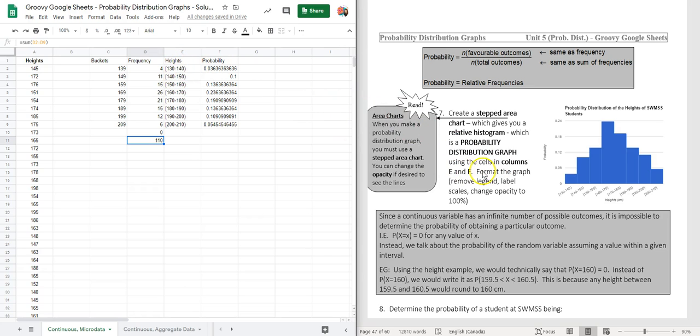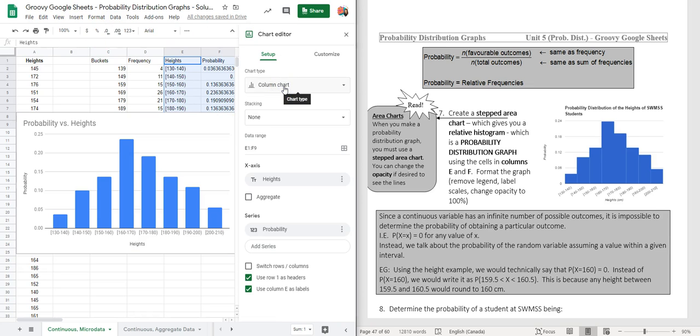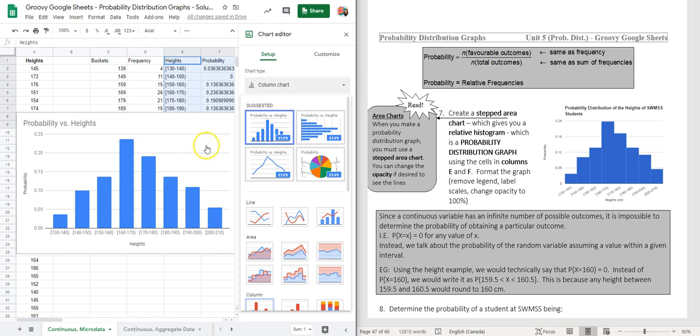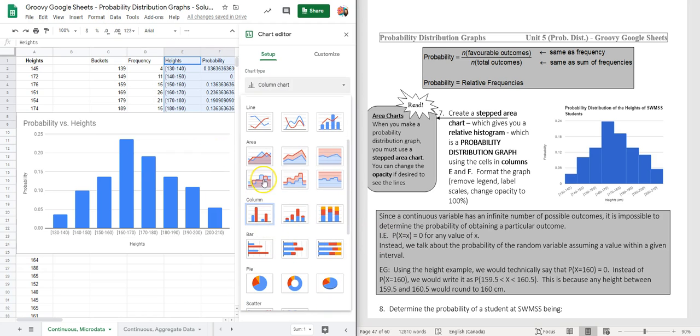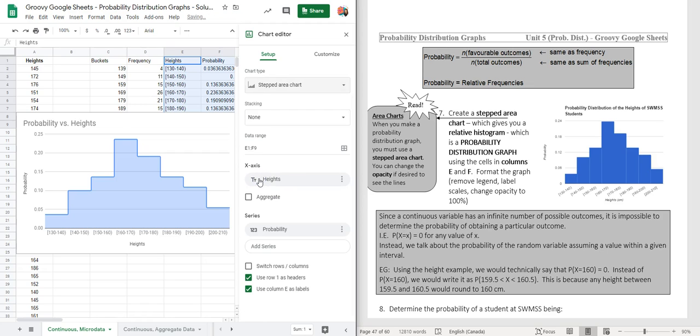So what we're going to do is highlight this data in columns E and F, and we're going to insert an area chart, and we want a stepped, not stacked, stepped area chart. So under chart type, you're going to pick area chart, and make sure you pick the right one. That's the stacked. This is the stepped. We want the stepped. Very important. It's the stepped that we want. Right there.